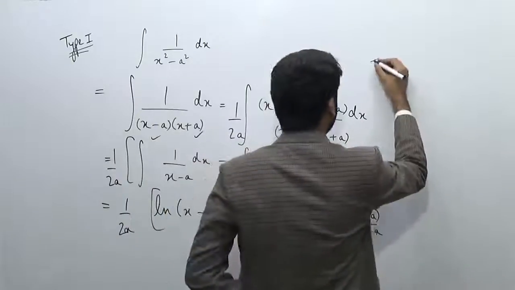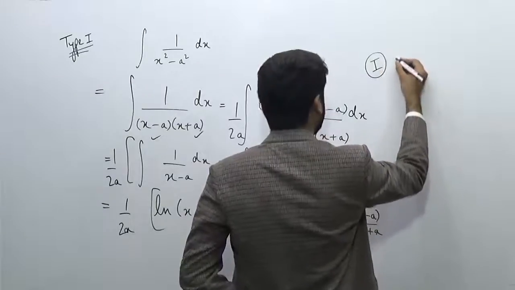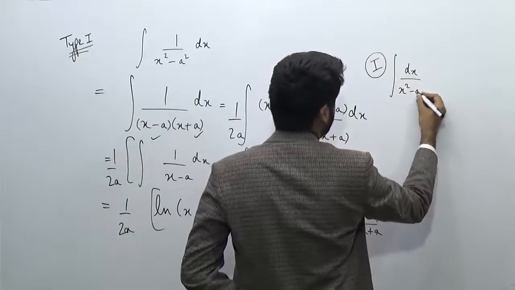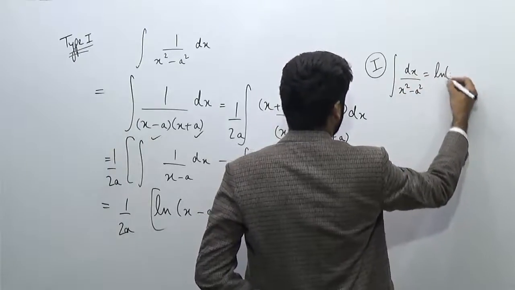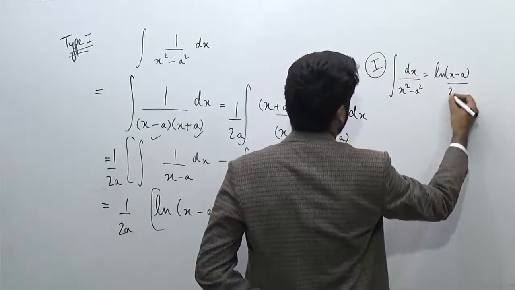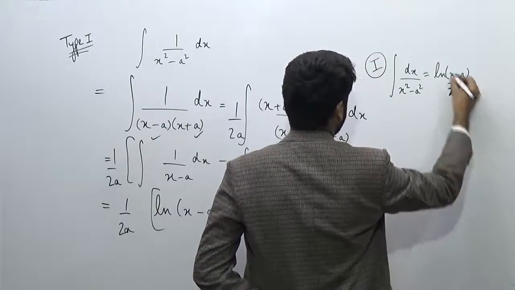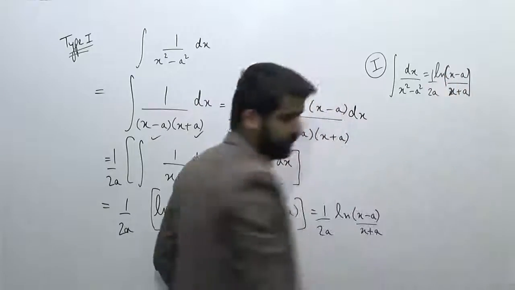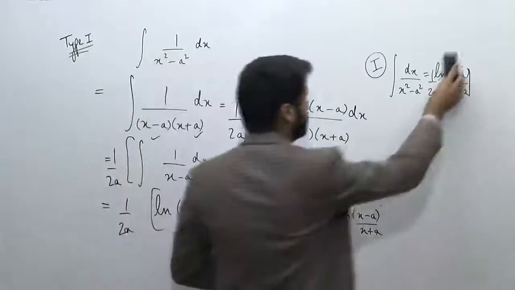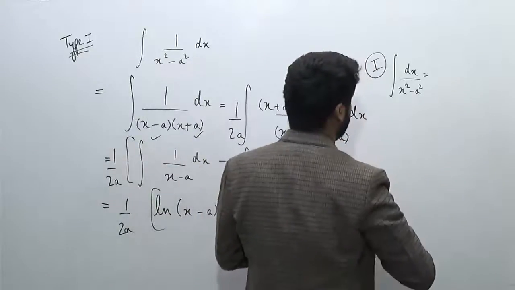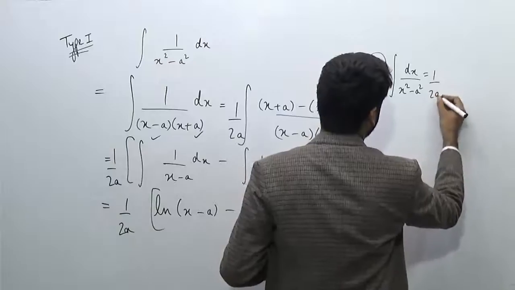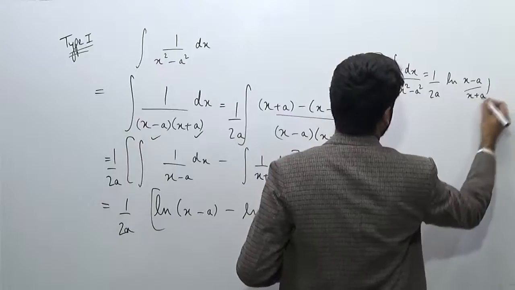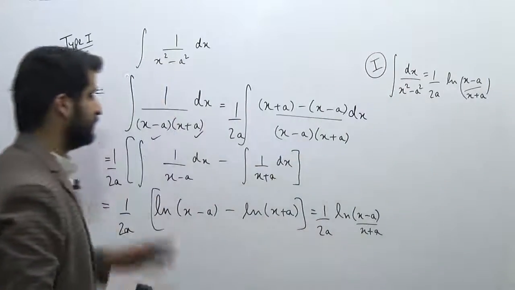So the first particular type we discussed. So the integration of dx upon x square minus a square is equal to ln x minus a upon x plus a, right? And in the front you will write 1 upon 2a. I will rewrite this again. This became a bit clumsy. So this will become 1 upon 2a ln x minus a upon x plus a, right? So this is a value.